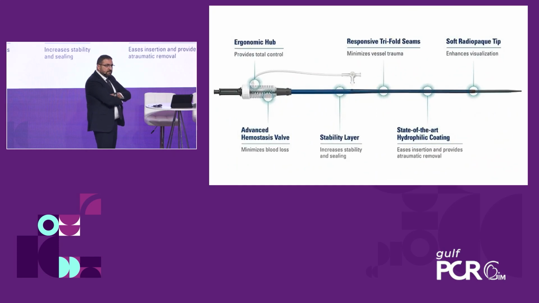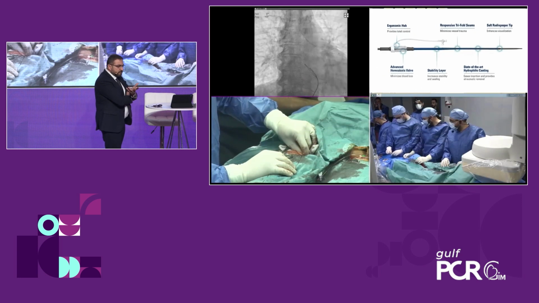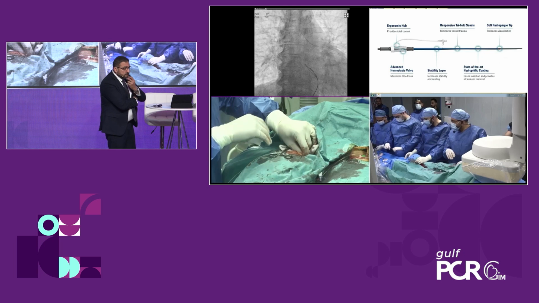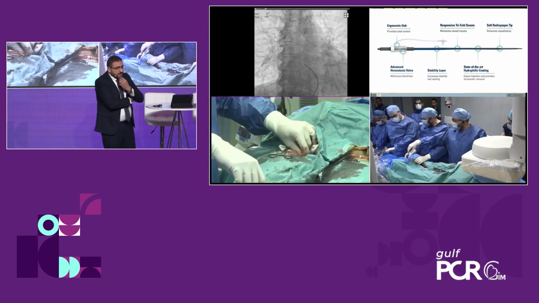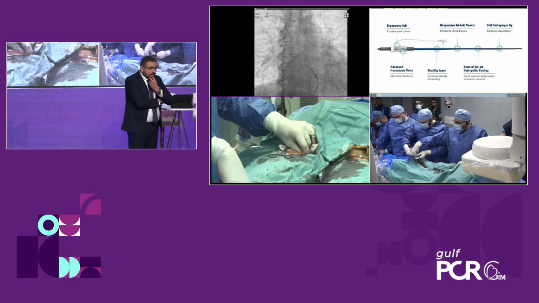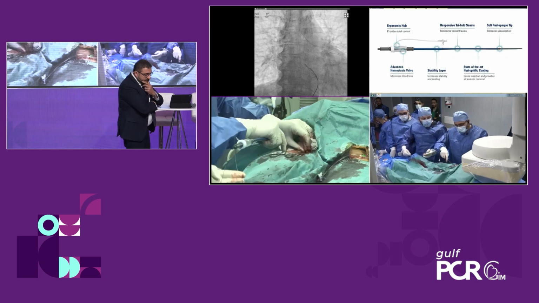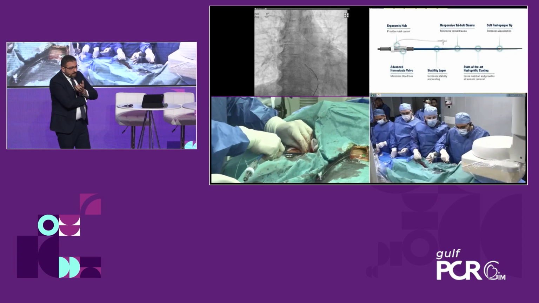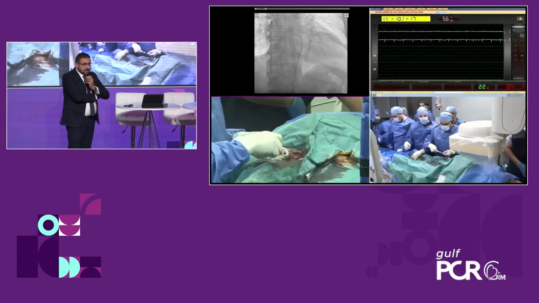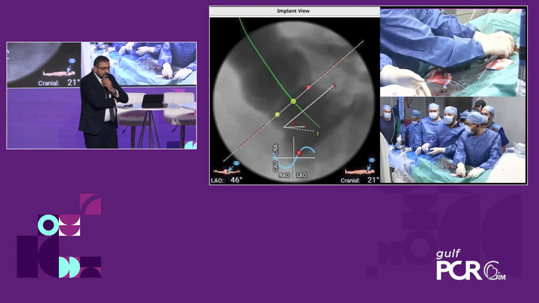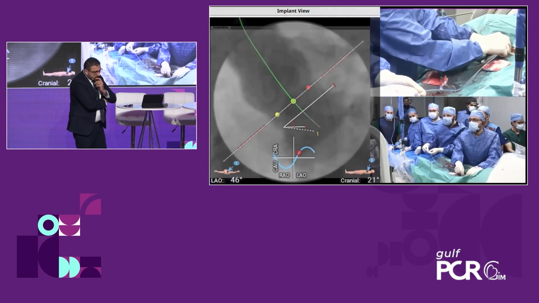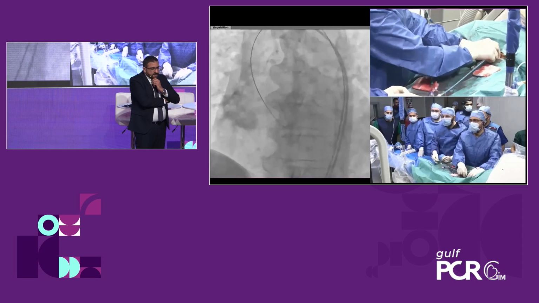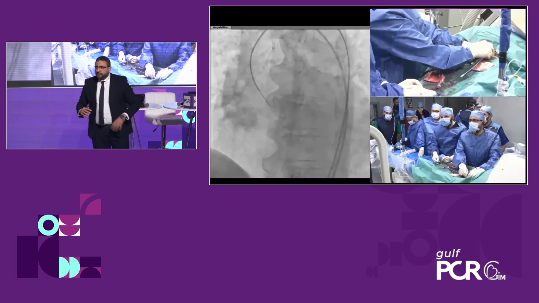Of course, you know the eSheath. It has a very good profile, 14 French sheath. It's a dilatable sheath, so it allows you to advance your valve without any significant injury of the vascular axis, and at the same time allows you to introduce the valve even in very small minimum lumen diameters as small as 5 millimeter.